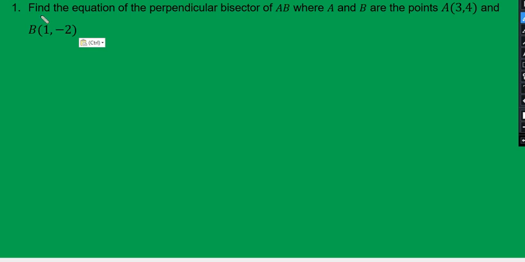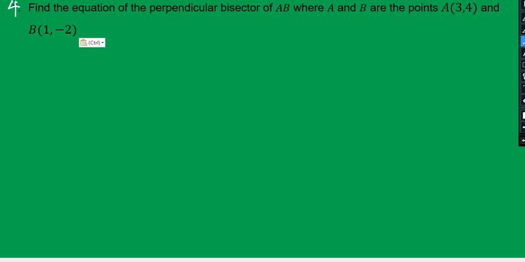This is the video of question 4. Remember, we have 20 questions of coordinate geometry 1. So we are now on question 4, which says: find the equation of a perpendicular bisector of AB, where A and B are points with the following coordinates. We have 3, 4, that is point A, and 1, -2.